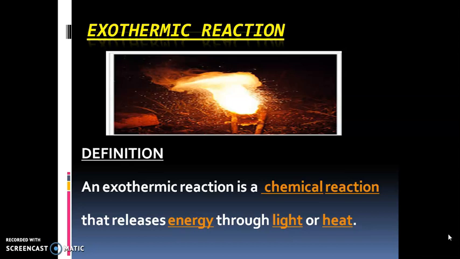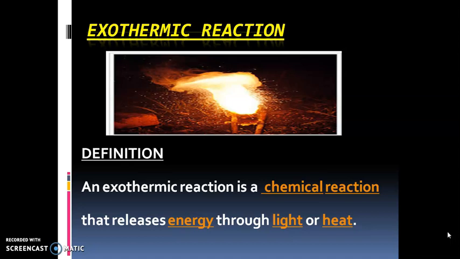So student, whenever we talk about a reaction, whether it is reversible or irreversible, we observe some energy changes. Sometimes the reaction absorbs energy and sometimes the reaction releases energy. So according to the energy changes, there are two kinds of reaction: one is exothermic reaction and another is endothermic reaction. So student, here first we discuss exothermic reaction.